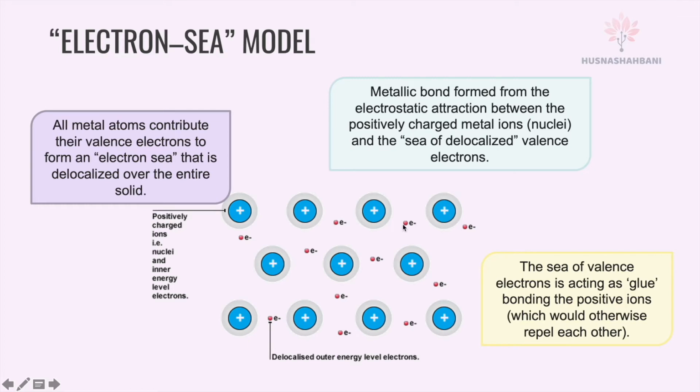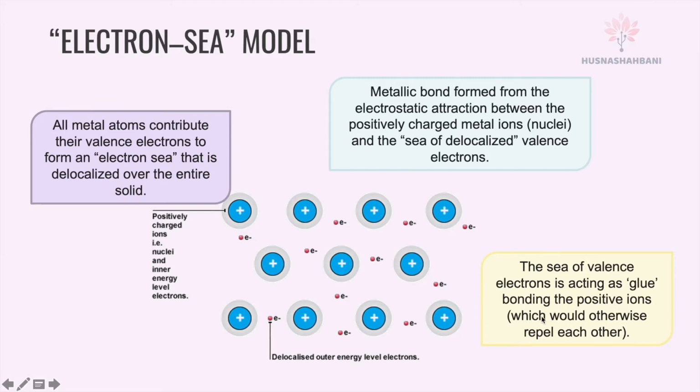attract the valence electron of the sea of delocalized, means it's not necessarily to attract its own electron, it can also attract the valence electron of other atoms as well. So that's what we mean by sea of delocalized valence electron. So the sea of valence electron is acting as glue bonding because the position of the valence electron here, it's moving, it's not fixed at one particular position only.